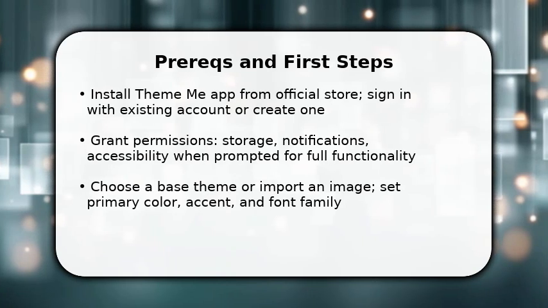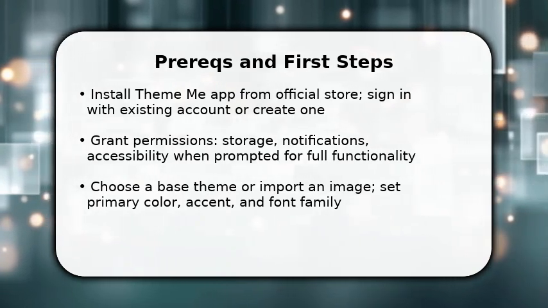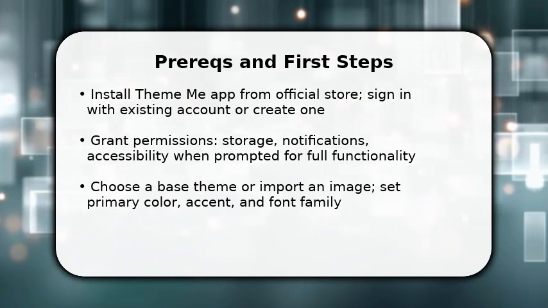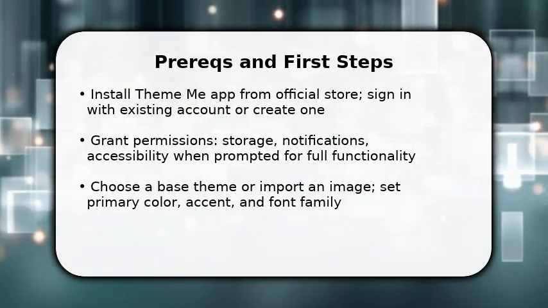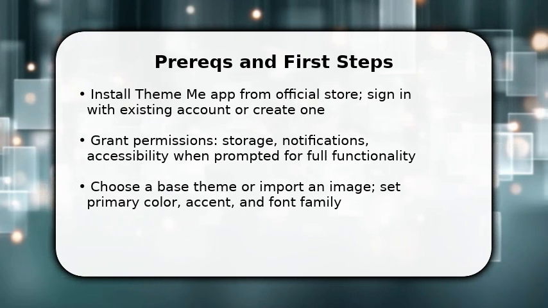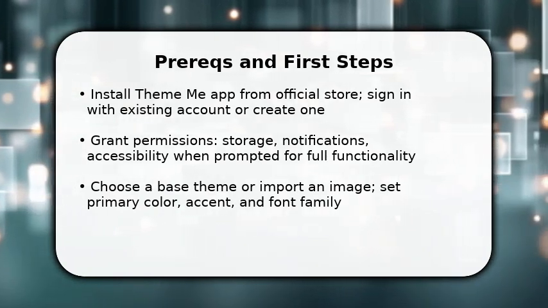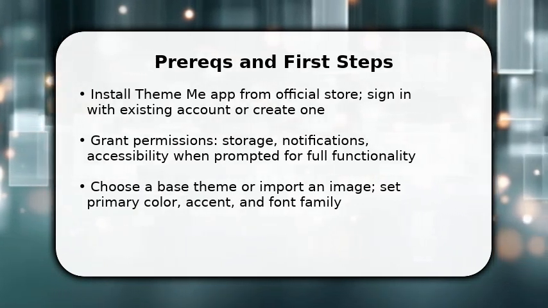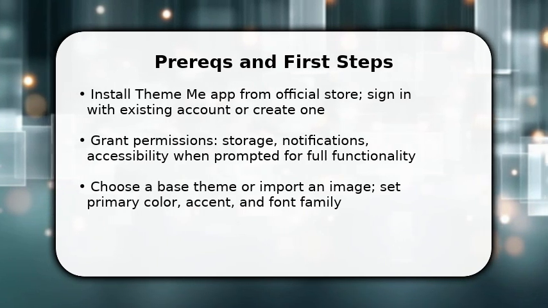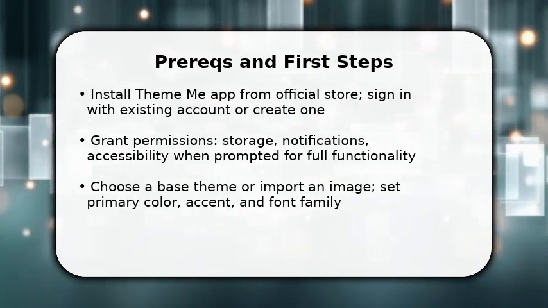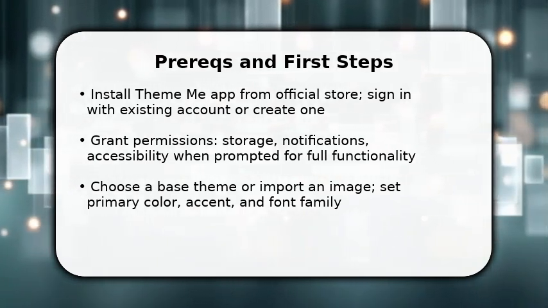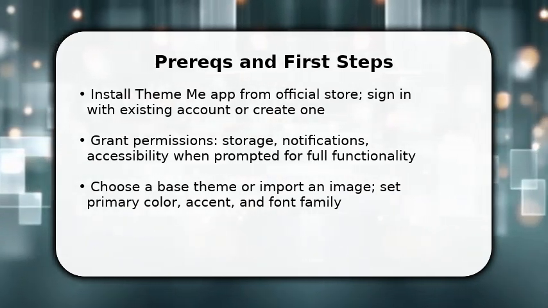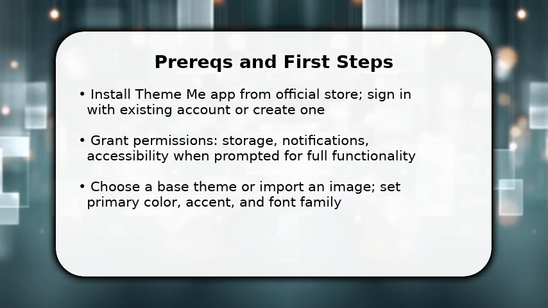You start by confirming the essentials. Install Theme Me and sign in so your settings sync. Next, grant storage and accessibility permissions so the app can apply themes system-wide. This is necessary. Once done, pick a base theme or import an image to generate palette suggestions. Make sure to set primary color, accent, and font family now. These determine contrast and legibility across apps. This immediate setup avoids backtracking later and gets you ready for detailed customization.